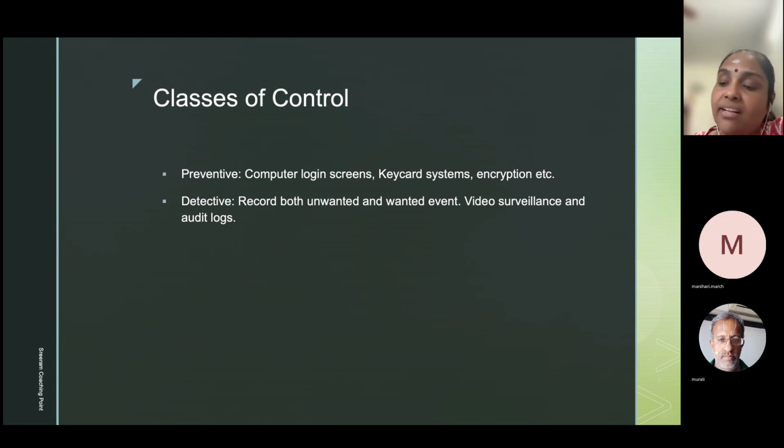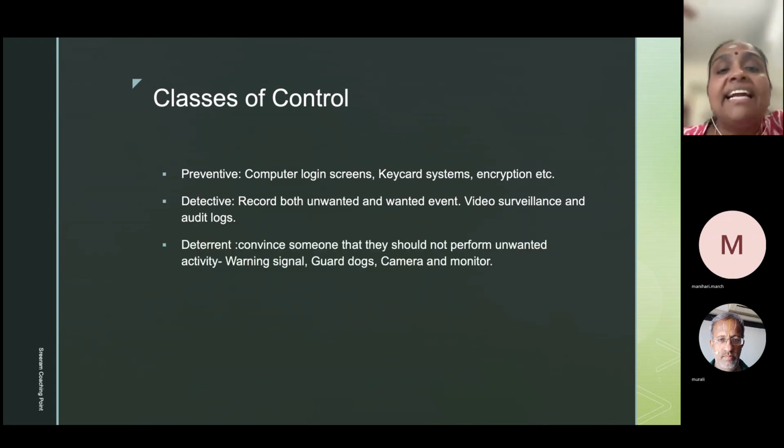It is very important we are very clear with the examples of each control, because you could have MCQs based on that. And deterrent: convince someone that they should not perform some activity, like warning signs, guard dogs, camera and monitor. Like, there are times when we are not able to communicate something to someone.